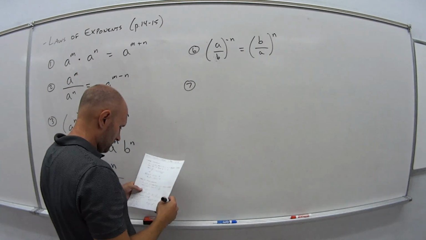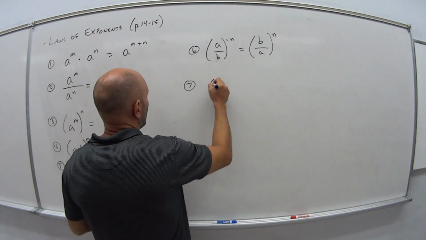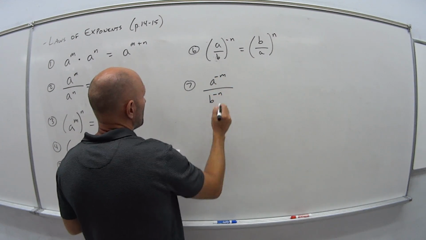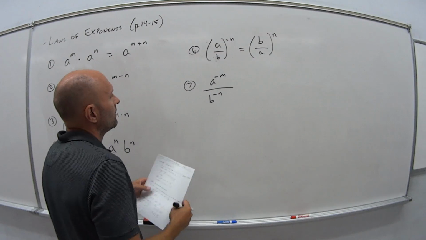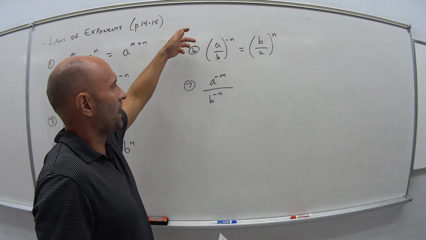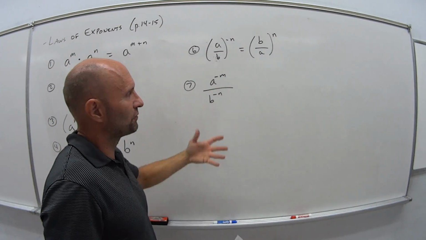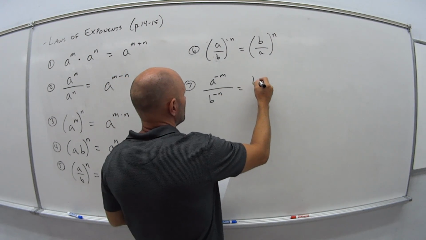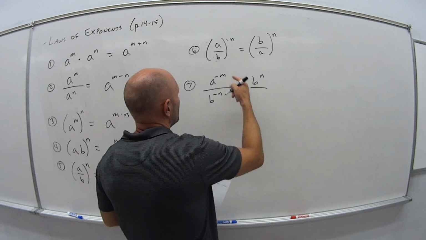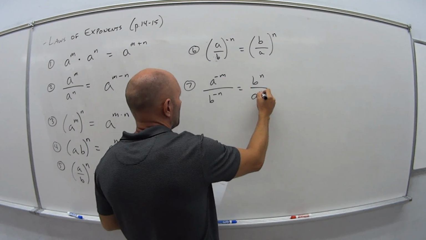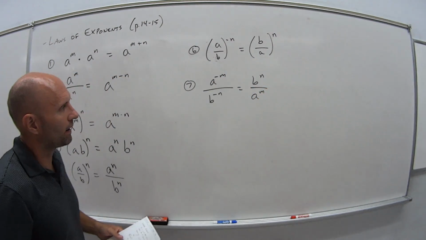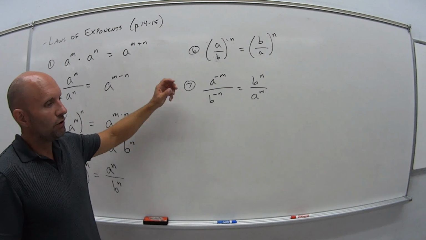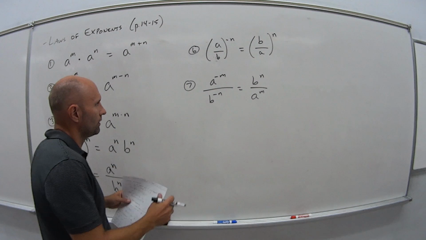And then 7, if I have a to the minus m power over b to the minus n, well, if I take the value from top to bottom or bottom to top, the exponent becomes positive. So this is the same as bringing the b to the top and making it positive, taking the a to the bottom and making the m positive. So anytime you switch from numerator to denominator, you have to change the sign on the exponent.